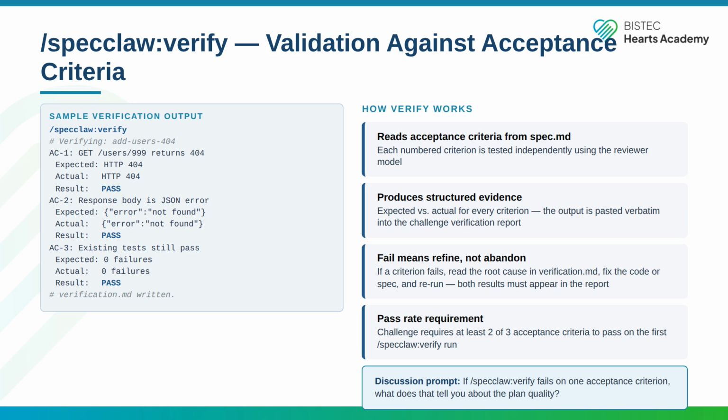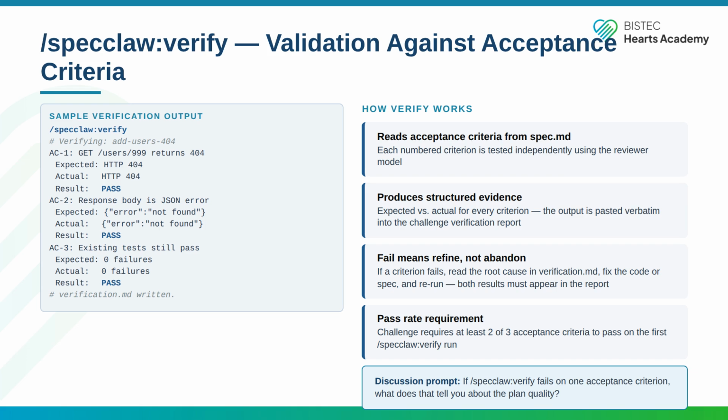The challenge requires at least 2 of 3 acceptance criteria to pass on the first /SpecClaw verify run. That constraint exists to push you toward investing in proposal quality before building, rather than iterating on broken output.